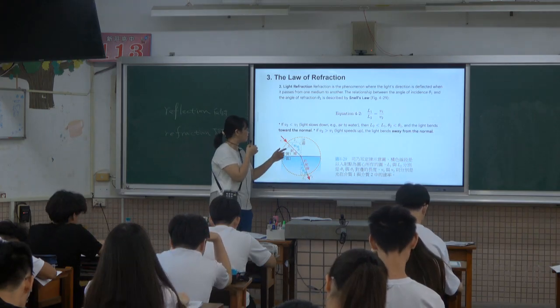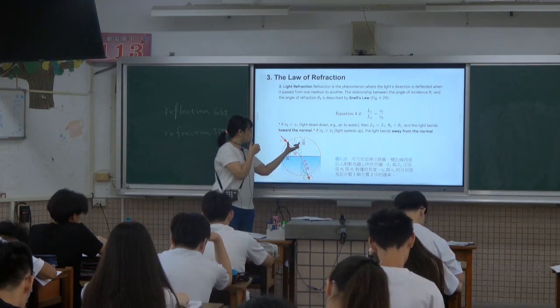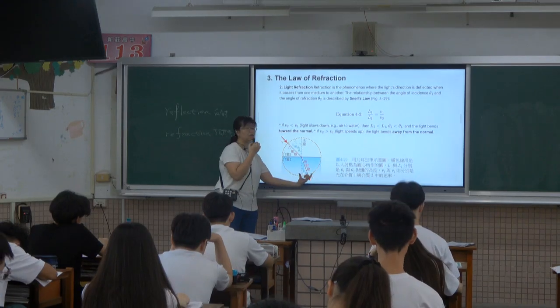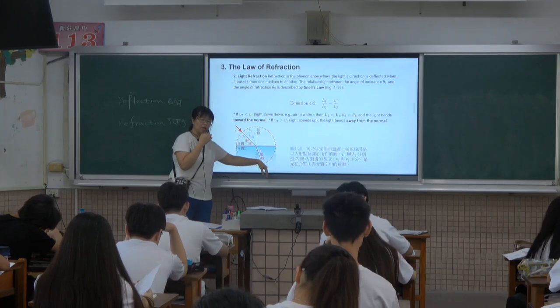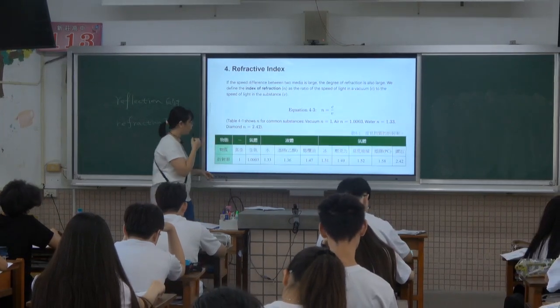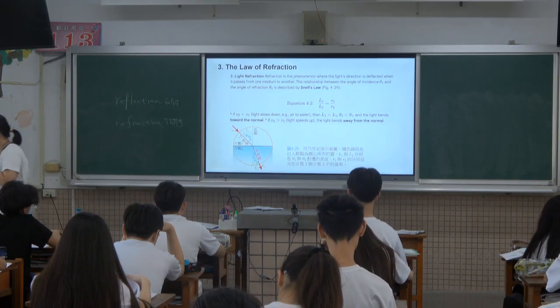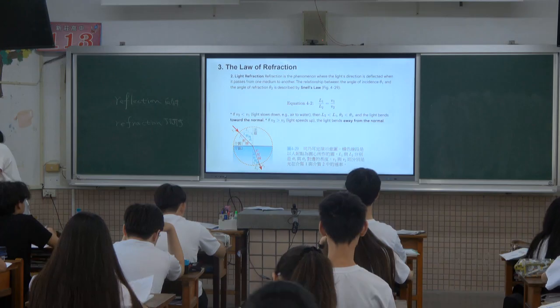If V1 is smaller than V2, this length L1 is smaller and L2 is larger. So this refracted line will bend away from the normal line. Away from the normal line. Okay. So this equation is important.